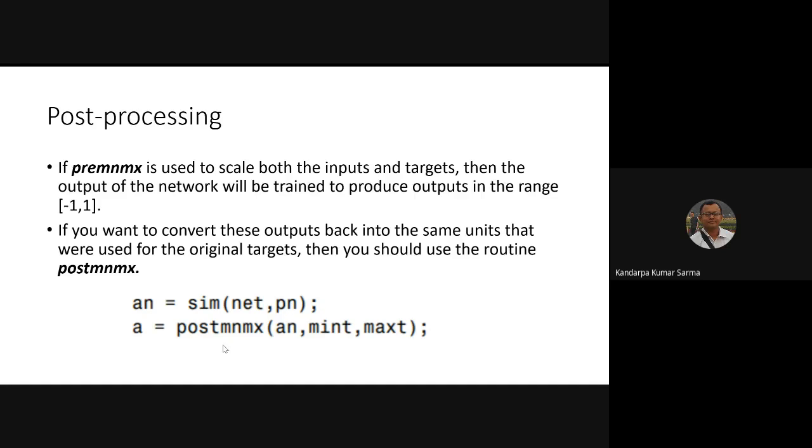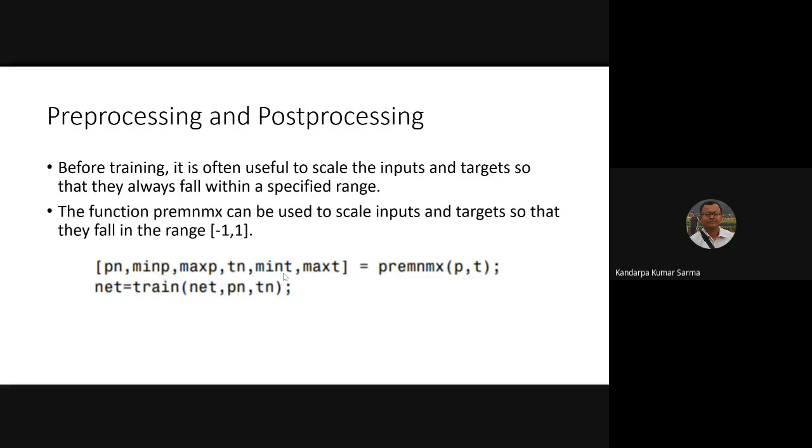So here is one such way. Once you complete the training part and do a simulation to generate the network's response, to get the true response from the network, you need to do a post processing, and for that you use the postmnmx function. Now these two parameters, min t and max t, are coming from these two values that should be stored beforehand.